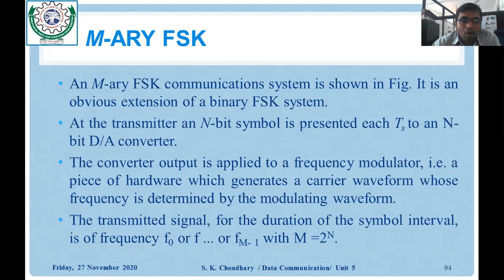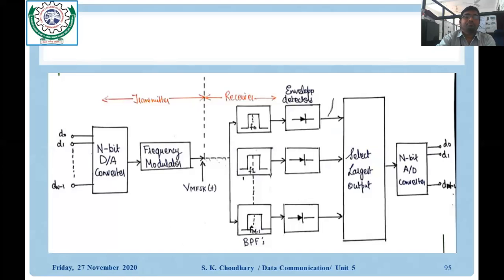Now see the block diagram of the transmitter and receiver on a single diagram for the M-ary FSK. So you can see the explanation of this also. Please take a screenshot of this particular diagram. In this block diagram, I have shown both sections: the left side of the dashed line is the transmitter and the right hand side is the receiver of M-ary FSK.